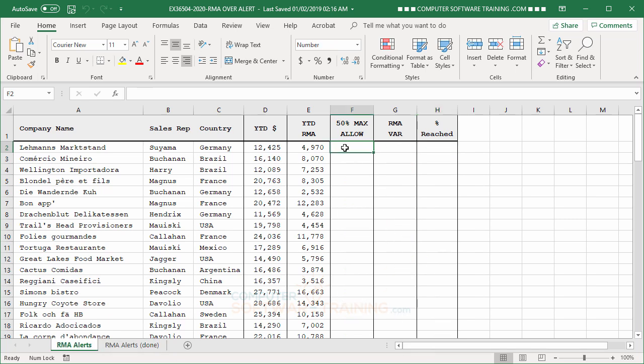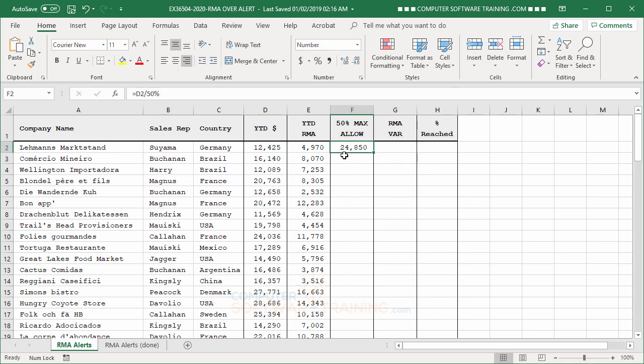So let's try this. Let's go back to our original here, and we're going to figure out what their maximum is. The maximum is going to come from whatever their year-to-date number is, half of that, right? So we go to here, we say equal, and we're going to take the year-to-date number divided by, so that's your right slash, and then we're just going to type in what? Well, we could type in 0.5. We can also just type in 50 with a percent. You can do that too, either way. Enter that in.